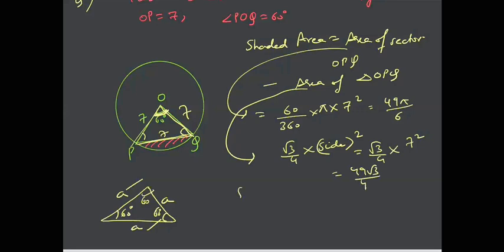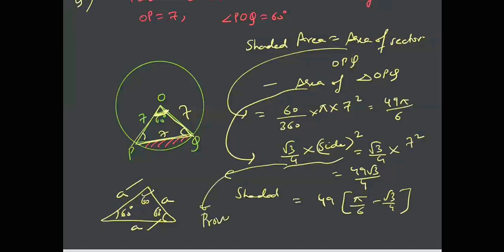So the shaded area is nothing but, taking 49 as common, 49 times pi by 6 minus root 3 by 4. This would be the answer. And I think you know that the area of an equilateral triangle is root 3 by 4 times side square. If you want, you can prove it. It's simple. If you don't know how to prove it, then try to prove it at home.